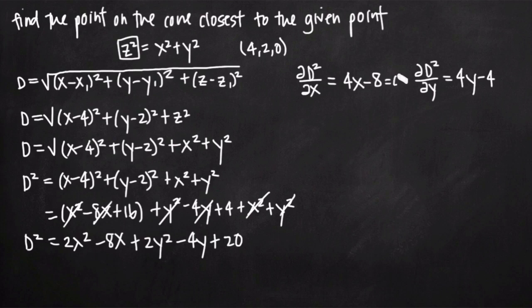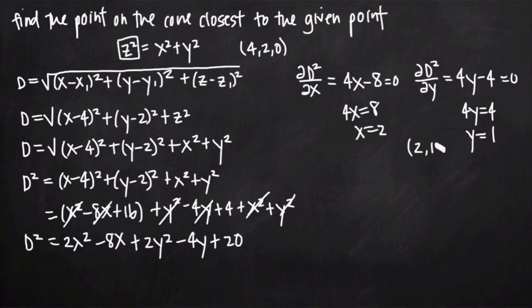So here, if we set this equal to 0, we add 8 to both sides, we get 4x equals 8, or just x equals 2. Same thing over here, we set this equal to 0, add 4 to both sides, and we get 4y equals 4, or y equals 1. Since we only have one x value and one y value, this tells us that there's only one critical point, which is the point (2, 1).